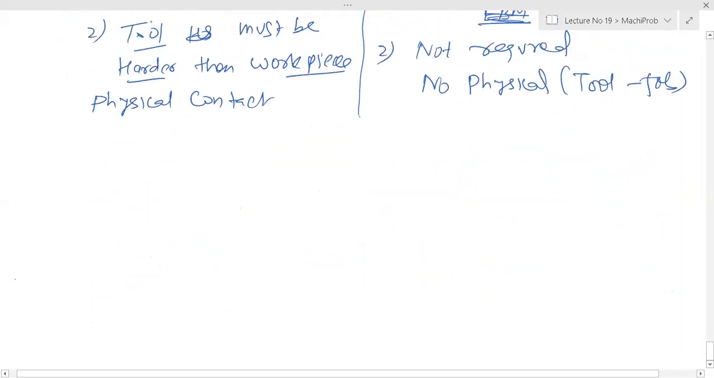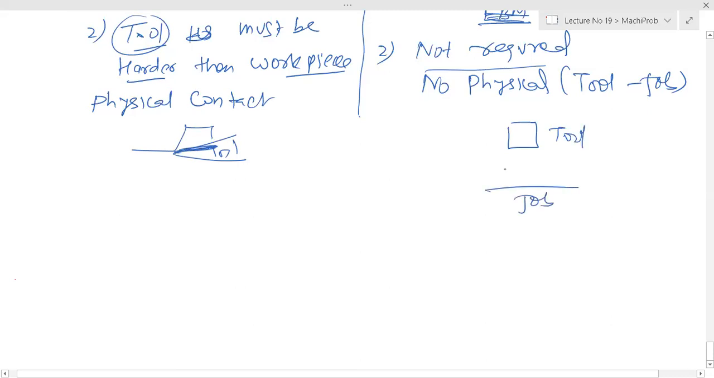This material tool has to penetrate the workpiece. Tool has to penetrate the workpiece. Then only machining will be possible. But here it is not required. The tool is here. This is your tool. This is your job. There is a distance. But there will be machining. There will be machining in this process.